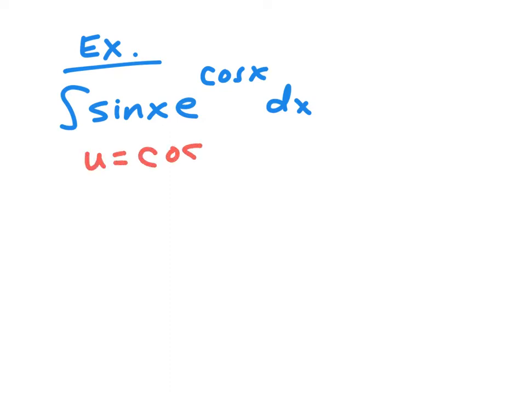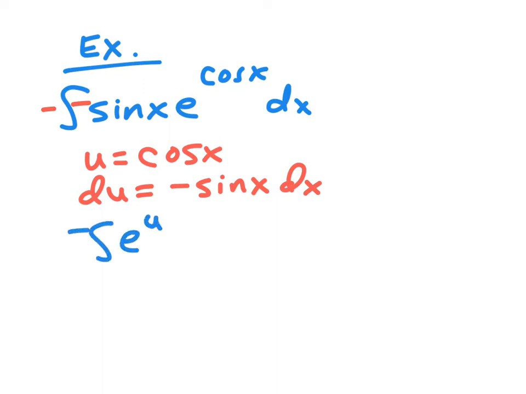So u is cosine x. Du is the derivative of cosine, which is negative sine. So the only thing I'm missing is a negative, which I can put on the inside, put on the outside. And so now I have the negative integral of e to the u du, which is just going to go back to negative e to the u, so negative e to the cosine x, plus c.